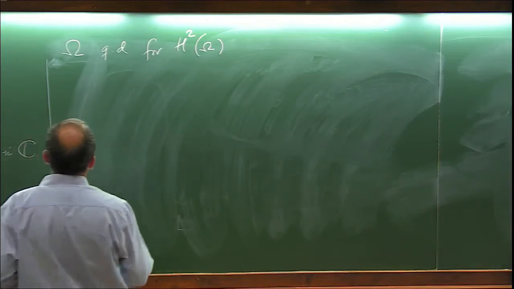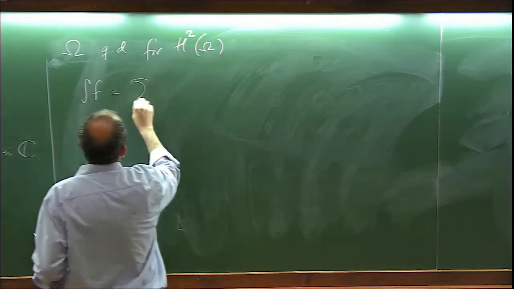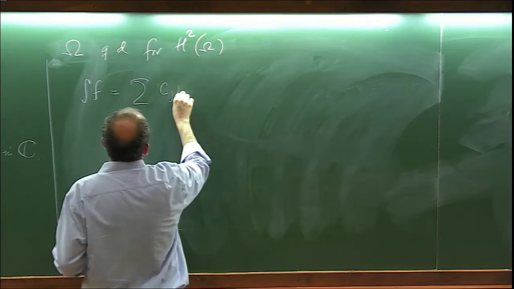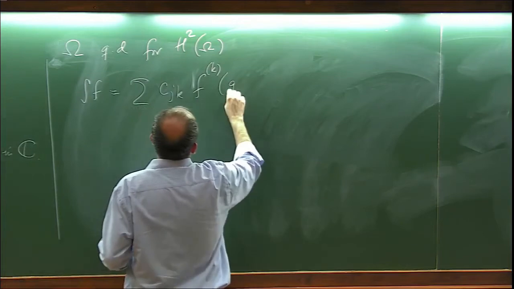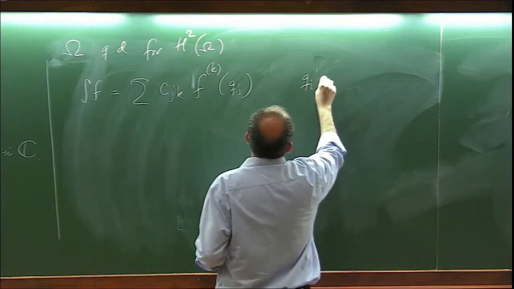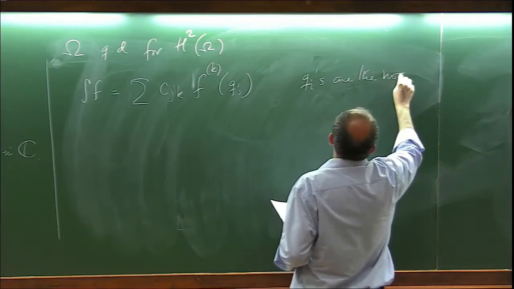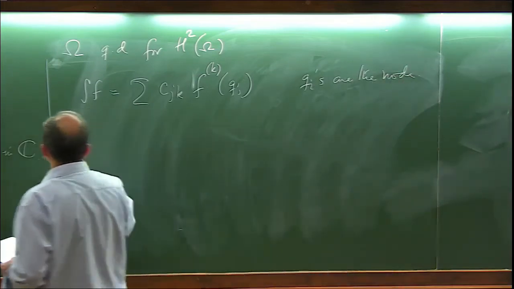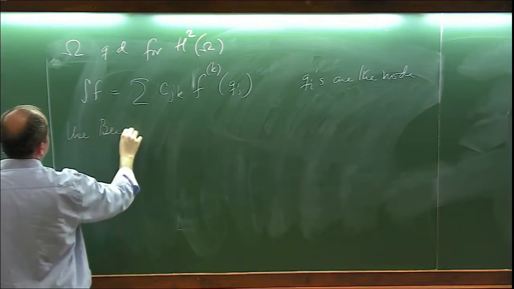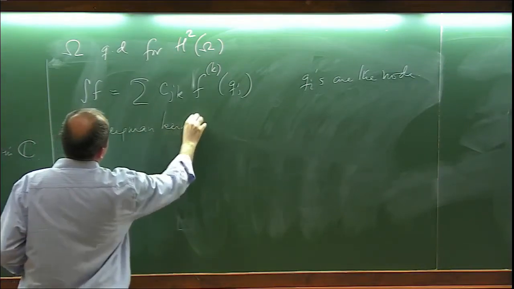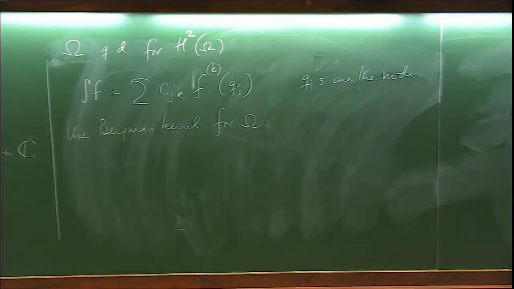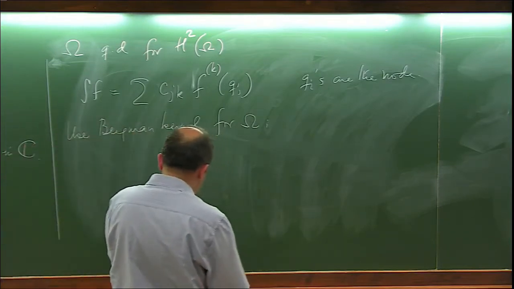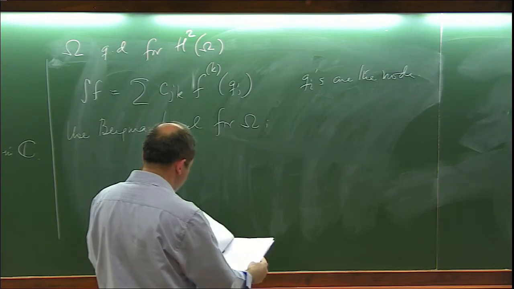So same definition as before. The integral of f is the sum of c_jk times f to the k at q_j. Okay, the q_j's are the nodes. So use the Bergman kernel for omega. So let me just write down some of his observations in this very nice paper that he has written.